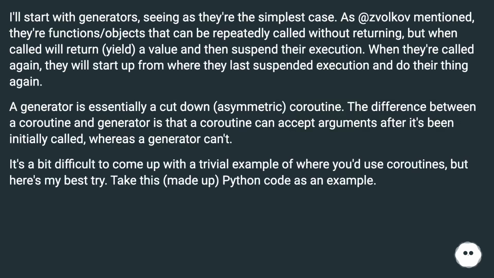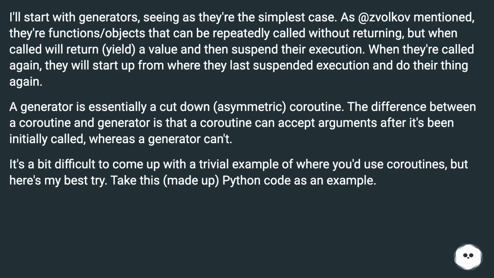I'll start with generators, seeing as they're the simplest case. As Svalkov mentioned, they're functions or objects that can be repeatedly called without returning, but when called will return, yield, a value and then suspend their execution. When they're called again, they will start up from where they last suspended execution and do their thing again. A generator is essentially a cut-down, asymmetric coroutine.